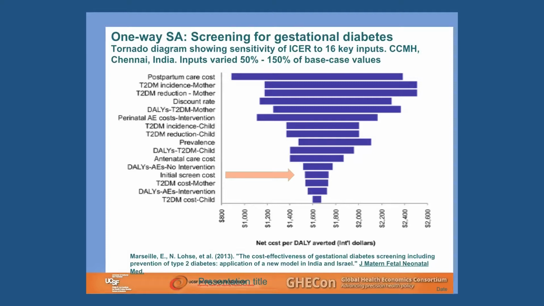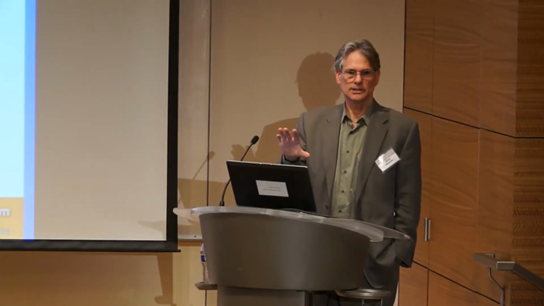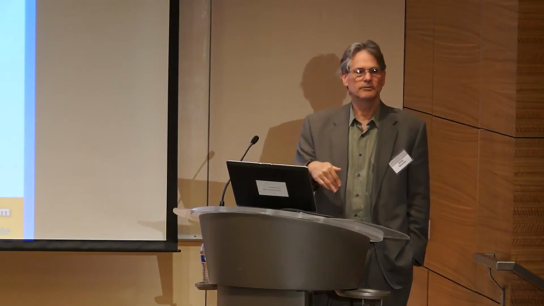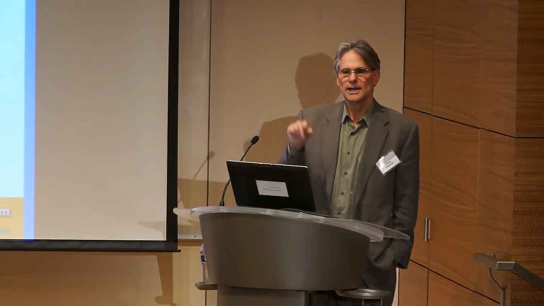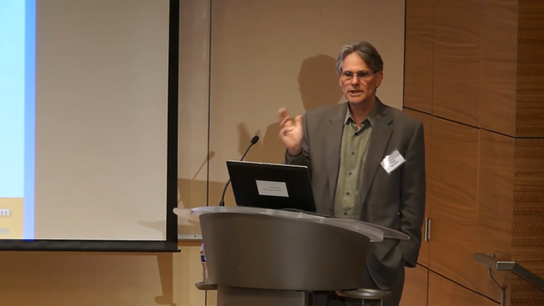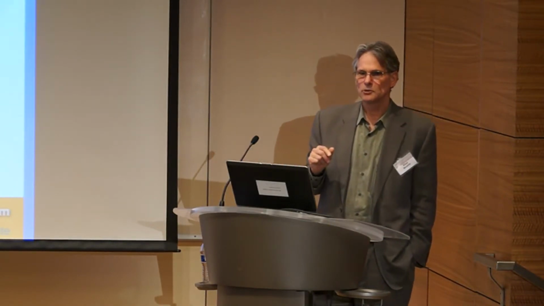So we're talking, in a one-way sensitivity analysis, of which this is an example, we're varying the value of each input separately. We're holding everything else constant, and we're varying the cost of the initial screen test, for example, and looking at how that affects the cost effectiveness ratio. So there's information in that that's definitely well worth doing, but it's limited.